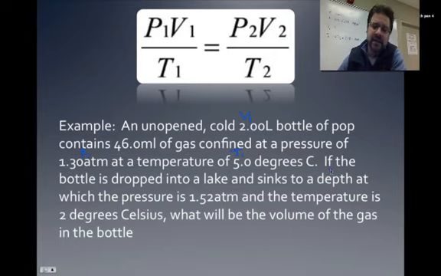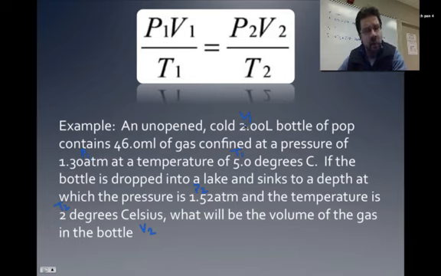All right, in the second sentence it says, if the bottle is dropped into a lake and sinks to a depth at which the pressure is 1.52 atm, so that's going to be our second pressure, or our P2, and the temperature is 2 degrees Celsius, so that's going to be our T2. What will be the volume of the gas in the bottle? So in other words, they're asking us what is V2. All right, so as you can see, we have 1, 2, 3, 4, 5 variables, and using algebra we can find the 6th.